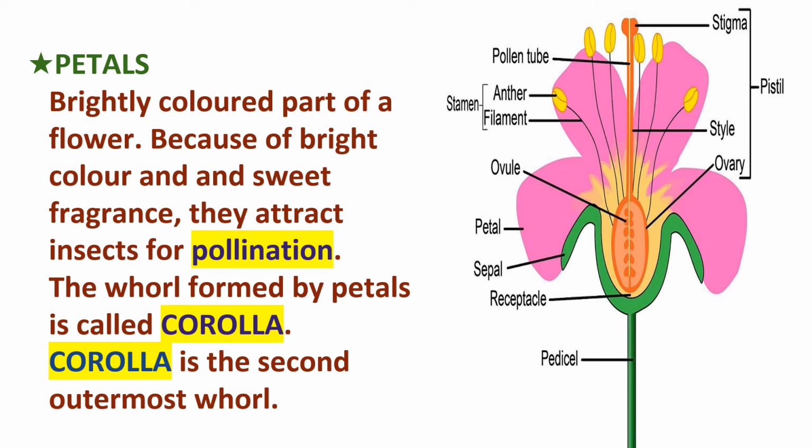Petals. Petals are brightly colored and the most attractive part of a flower. They have a sweet fragrance. They form a whorl just inside the sepals. The whorl formed by petals is called corolla. The whorl formed by sepals was calyx, and the whorl formed by petals is called corolla.